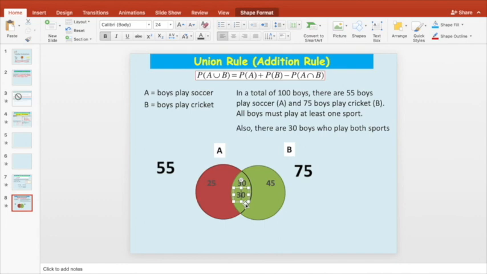Remember, intersection means belongs to both. So we have to take one of these 30 out. So that's the reason why we have to subtract by the intersection. Now here we have 25 plus 30 plus 45, that gives us 100. So there you go, the explanation of why we need to subtract this intersection of A and B.